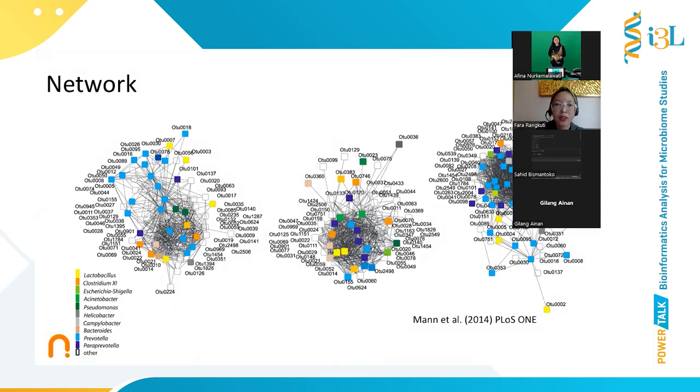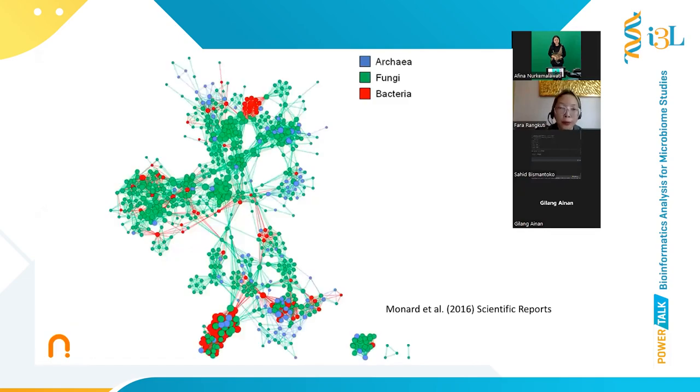Okay, and this is another example of visualization. You can see here one point is one OTU. They decided to name their OTUs by numbers. So you have OTU0018, you have OTU0036, and all of these OTUs, whether they are species or genus or strains, interact with each other, right? Here you actually have the information too. The OTUs that they colored yellow belong to Lactobacillus, and orange belong to Clostridium 11 and so on.